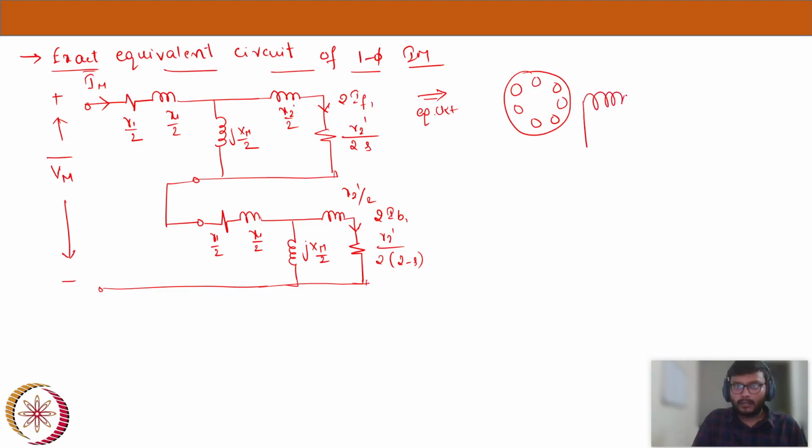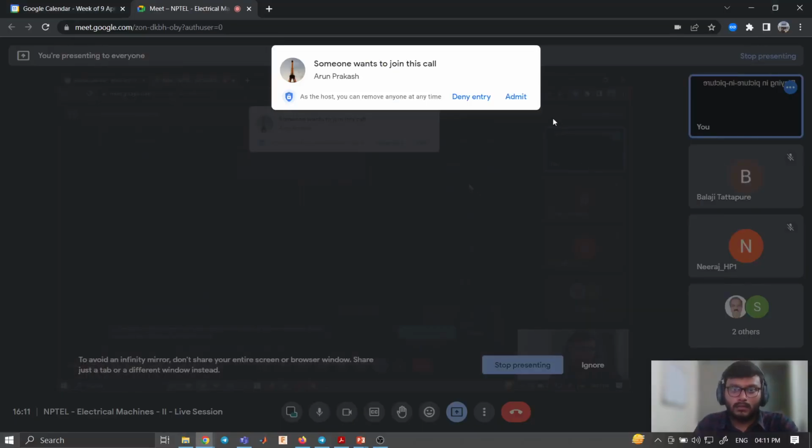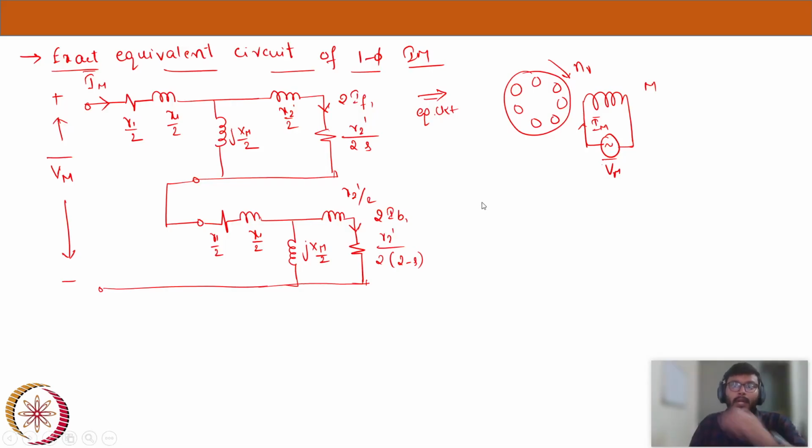Main winding, supply. If this is Vm and this is the current flowing through it, Im, and this is the main winding, and this is the rotor, and this is the stator. And my rotor is rotating with NR. Now this is my equivalent circuit. Now we have arrived at an exact equivalent circuit of our single phase induction motor here.